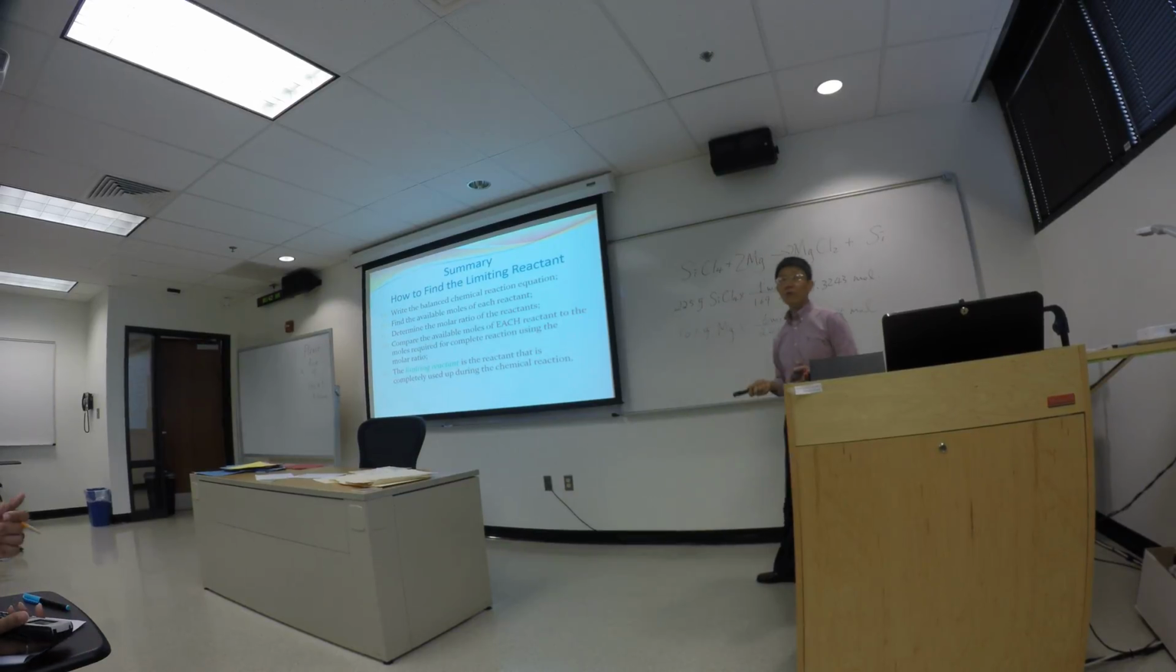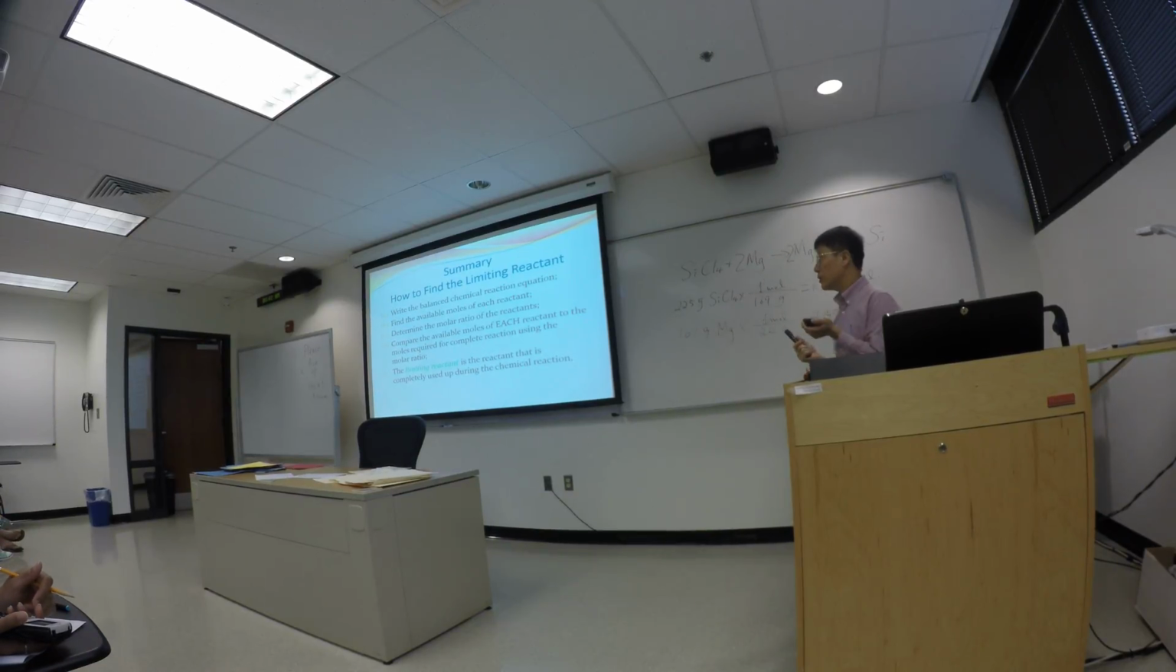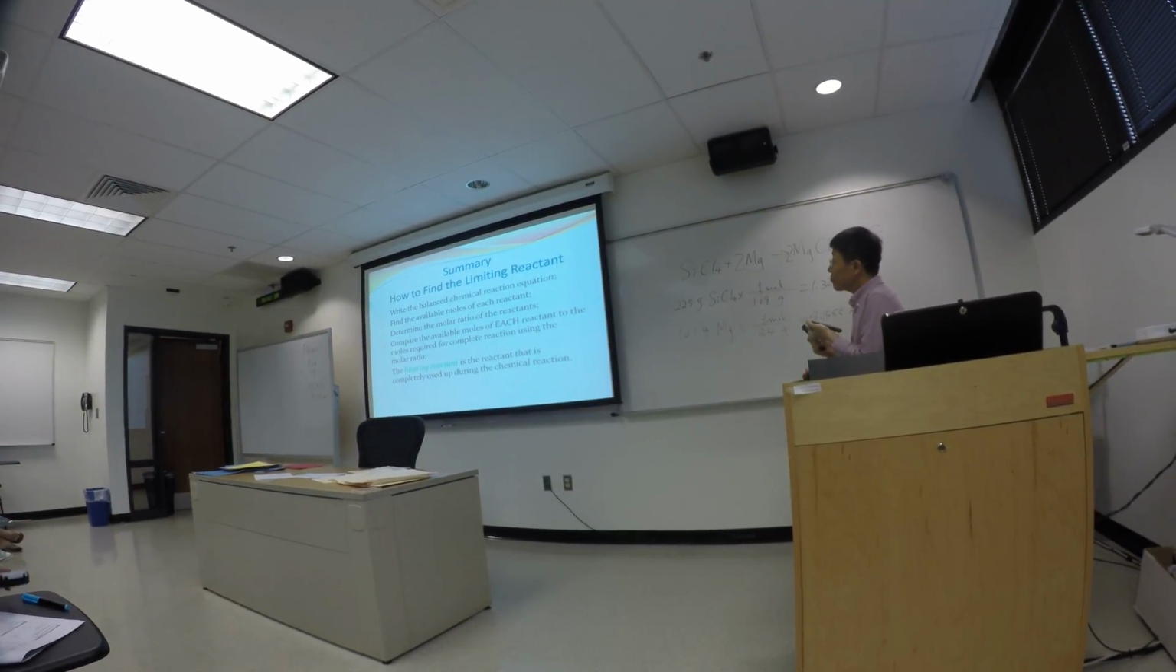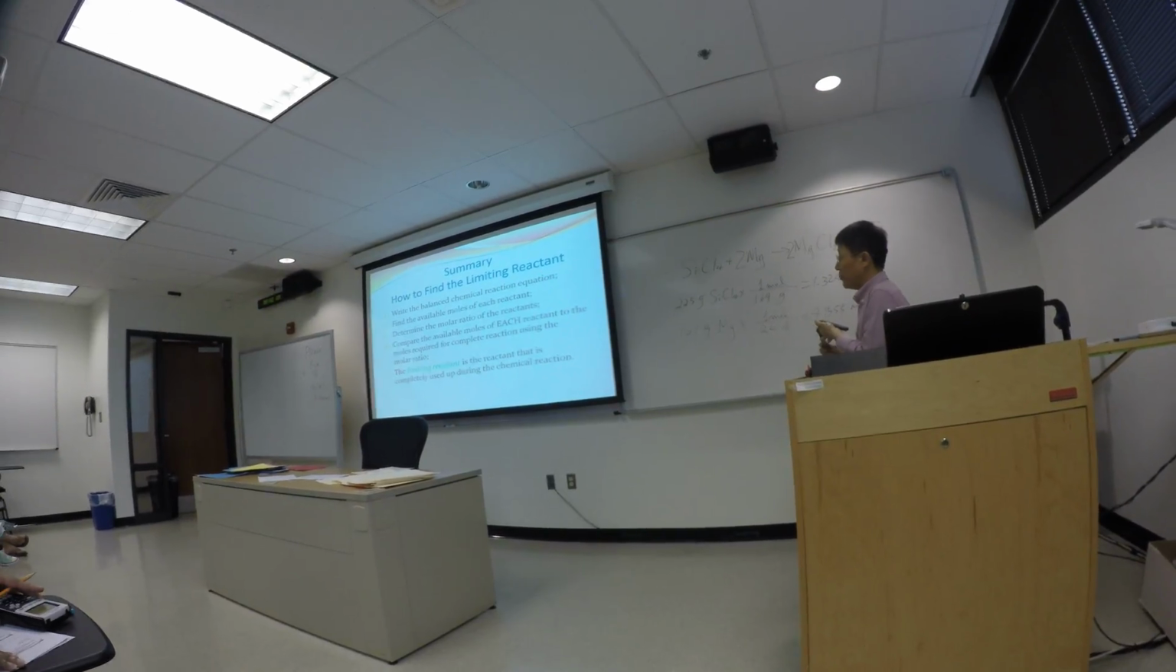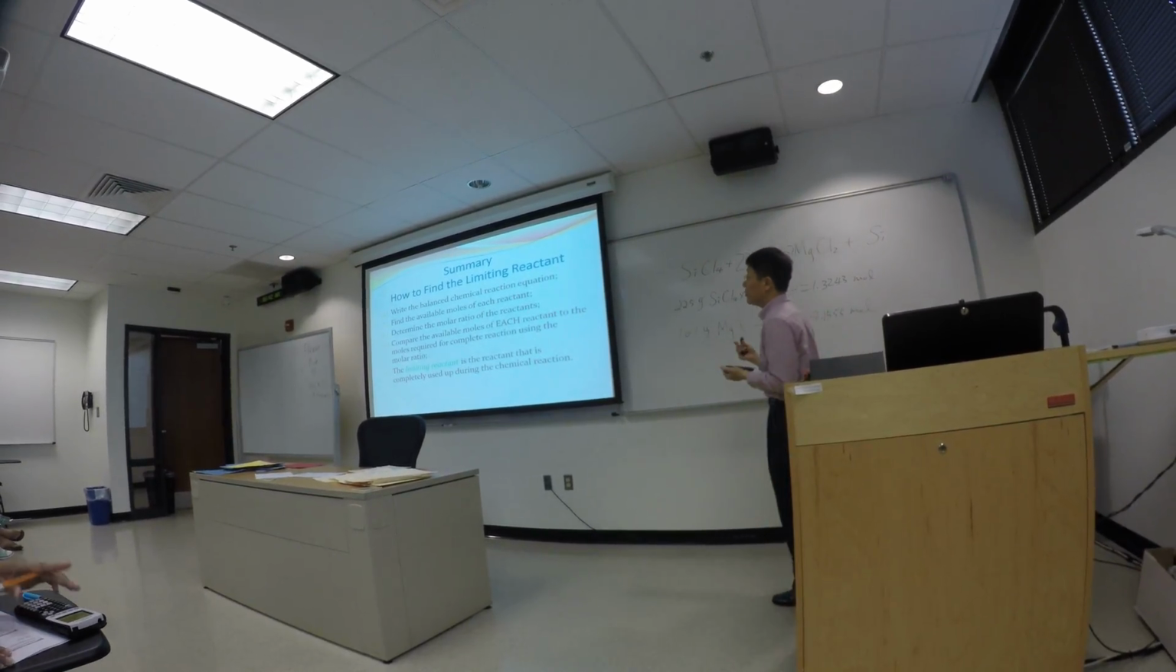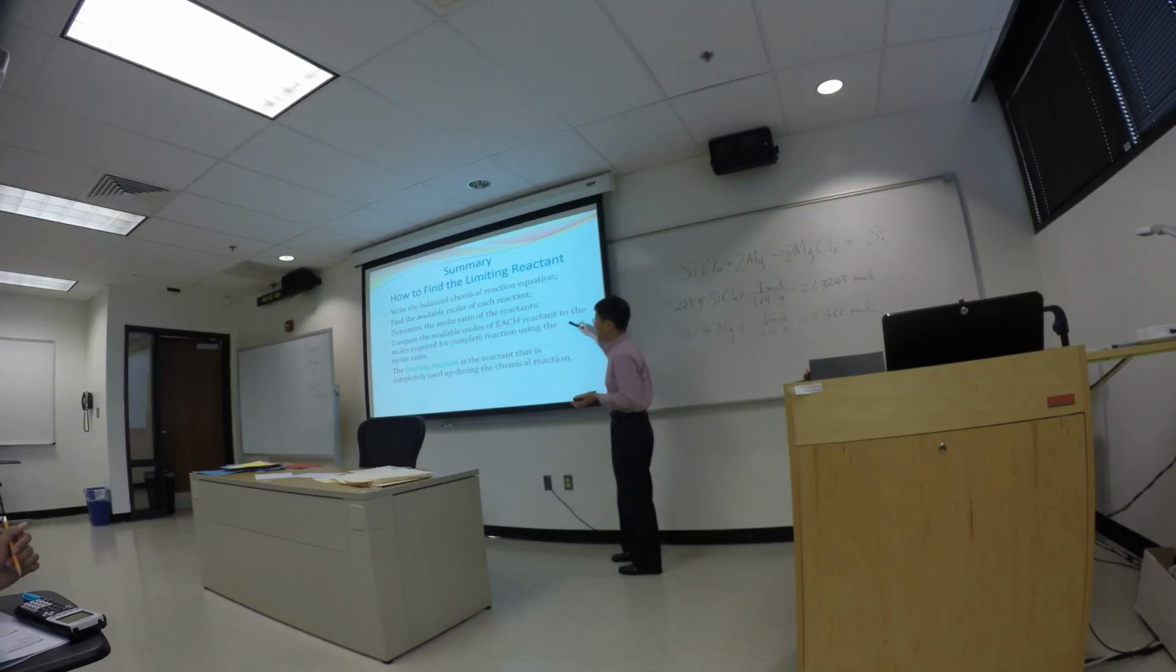The first thing, write the balanced chemical reaction equation. You need to be able to find the number of moles of each reactant and determine the molar ratio, compare the available moles of each reactant to the moles required in the balanced chemical reaction equation, and then determine the limiting reactant. These are the general steps.